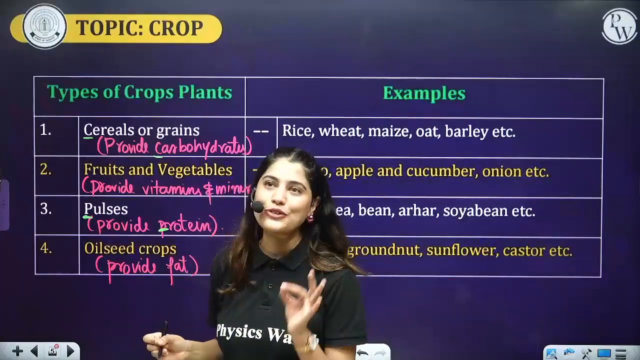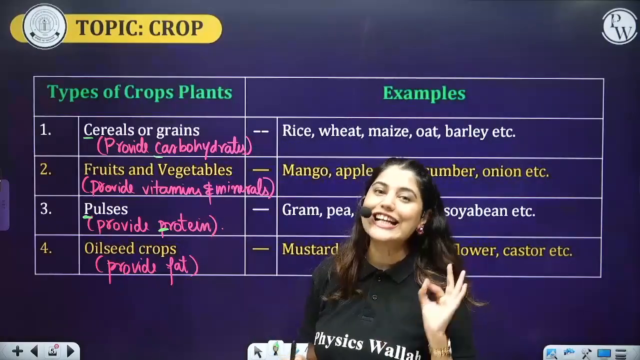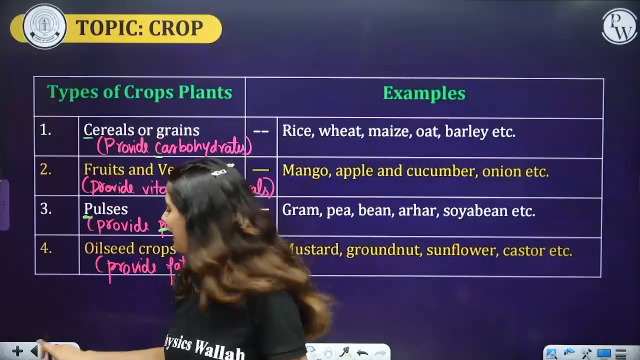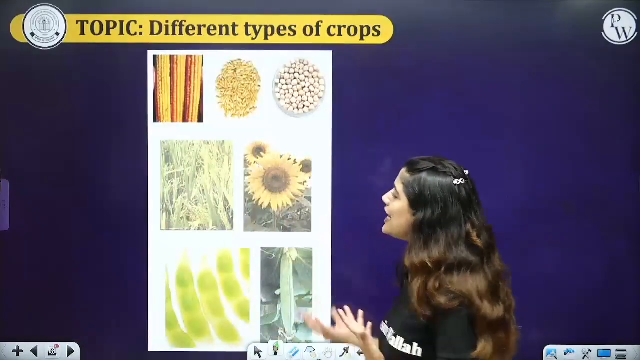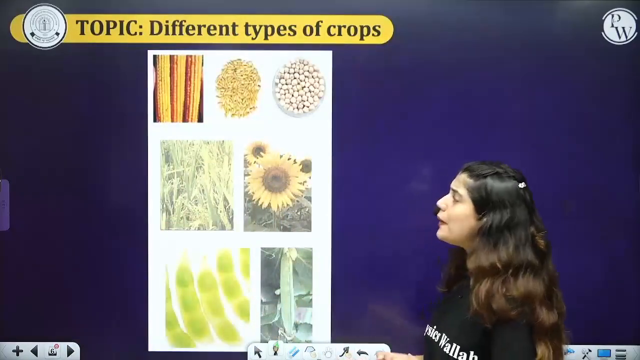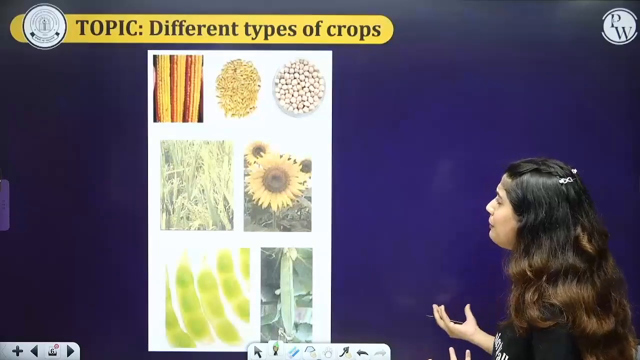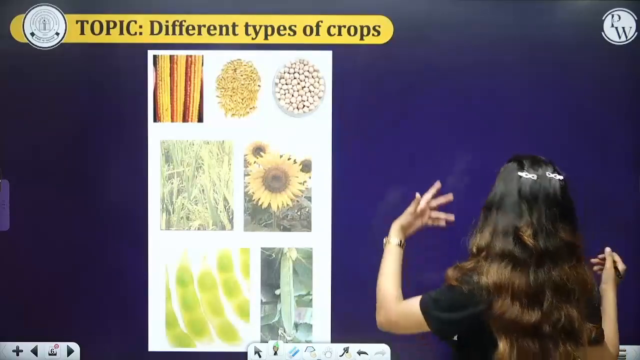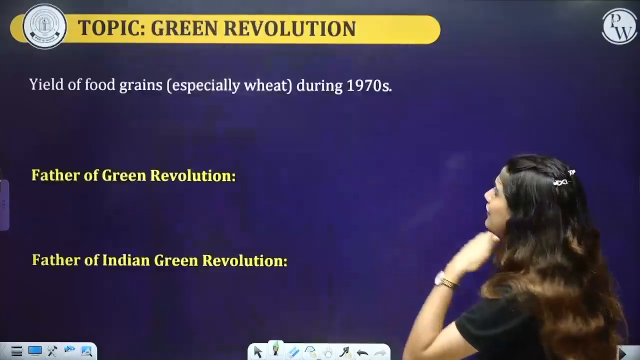You won't be able to forget if you remember by this trick. Let's move ahead, right? I hope this is clear. So yes, we have all the different kinds of crops. We have maize here, we have peas here, we have sunflower here, we have gram here. Different kinds of crops are seen.